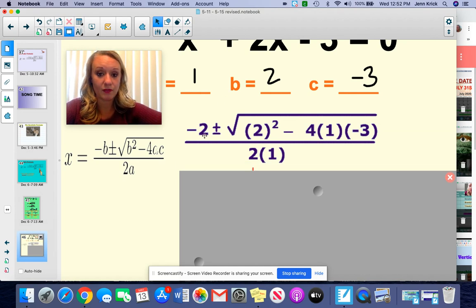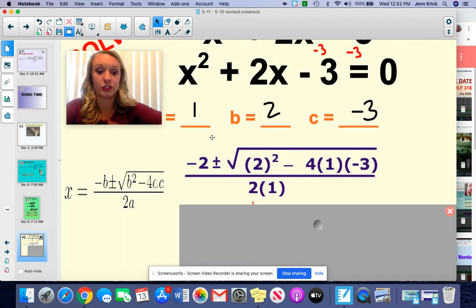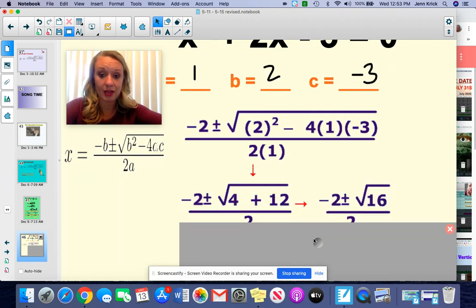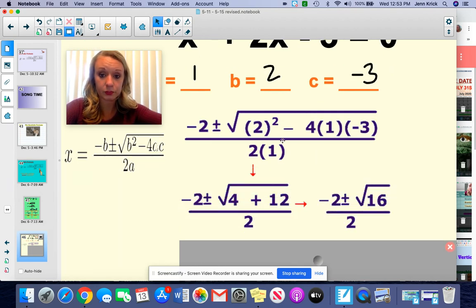When you plug in your values, it says opposite of b. If b is 2, the opposite of 2 is -2, plus or minus the square root of b squared minus 4 times a times c, all over 2a. Then we're just going to simplify. 2 squared gives us 4. In this quantity, we've got 4 times 1, which is 4. 4 times -3 is -12. Minus a -12 turns into addition, and that simplifies under here to 16.